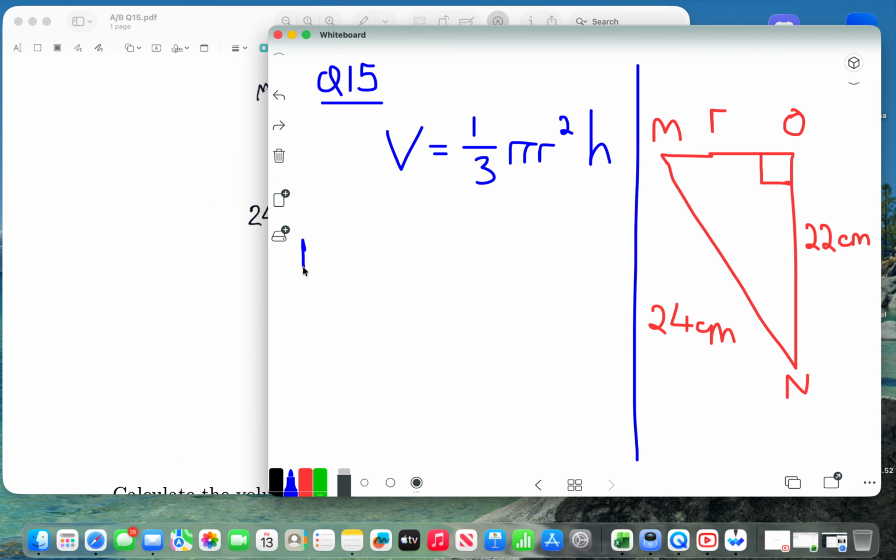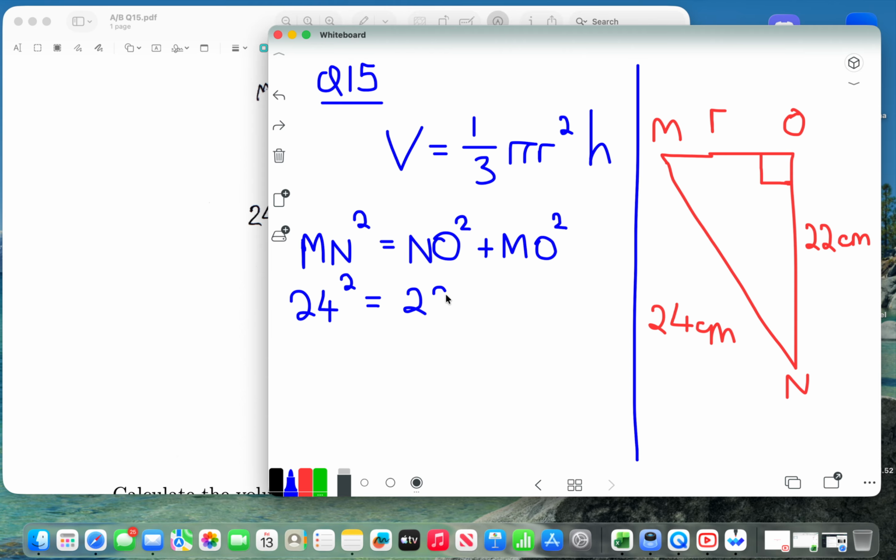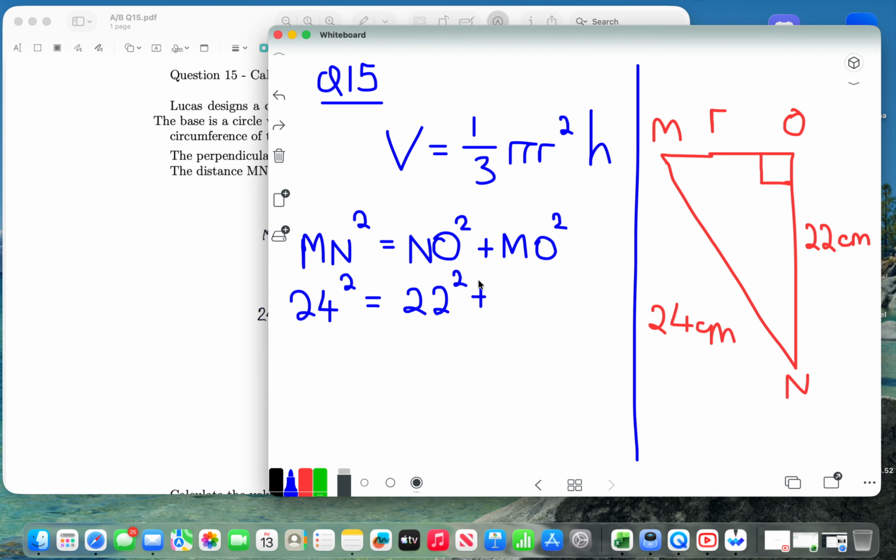So what we have to do is the hypotenuse is MN squared equals NO squared plus MO squared. We get 24 squared equals 22 squared plus MO squared, so that is r squared. Now we can take away 22 squared from both sides to get r squared on one side.